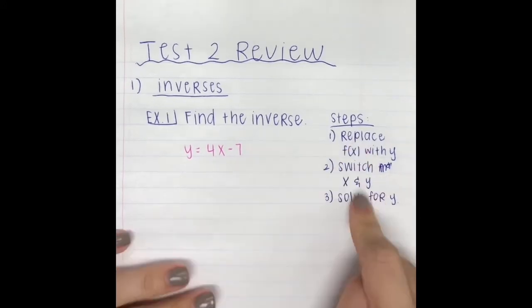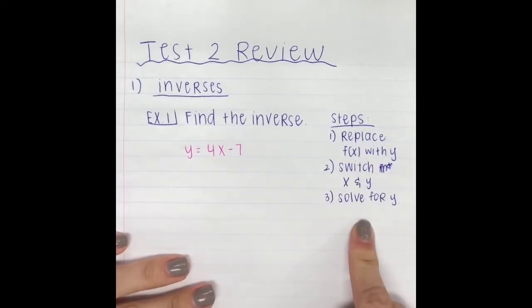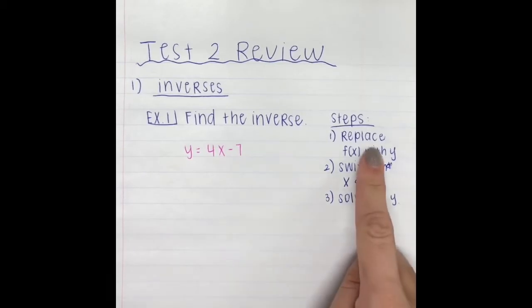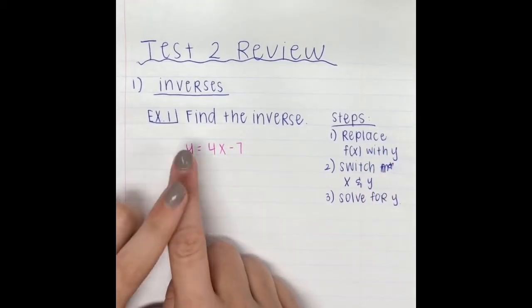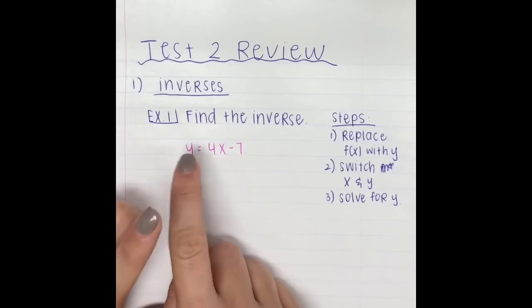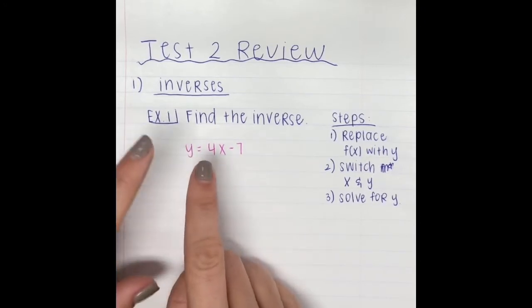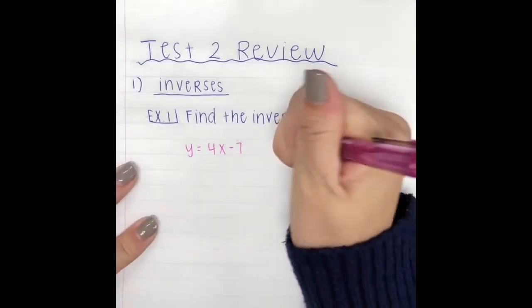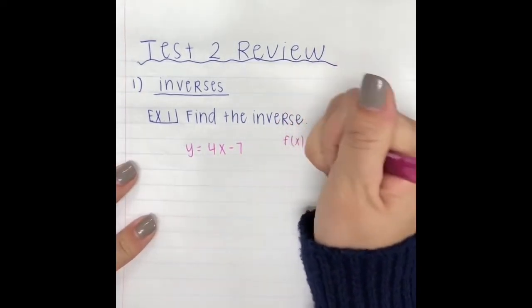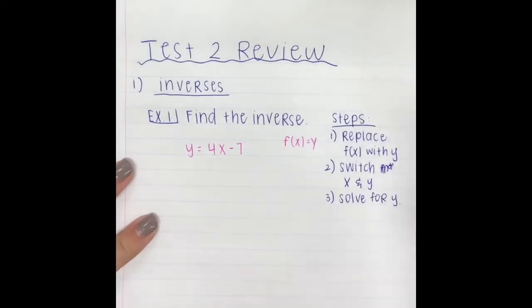If you remember, these were the steps that I gave you to find your inverse. So step 1 says replace f of x with y. Well, in this case, it already says y equals. If it had said f of x equals, we would replace f of x with y, okay? Because remember, f of x is the same thing as y, right? They're equal to each other. They mean the same thing, okay? So step 1's already done.